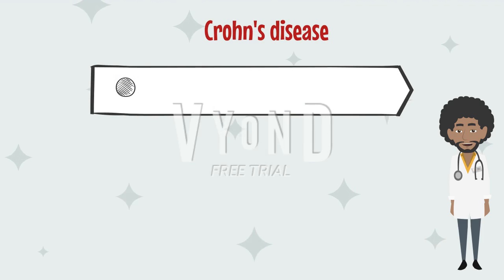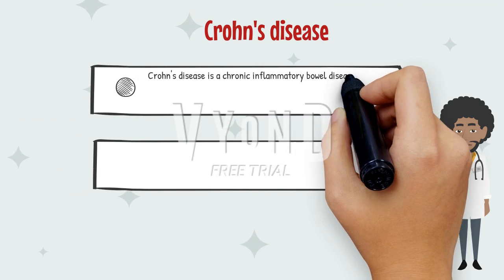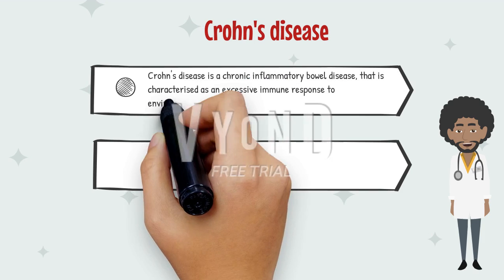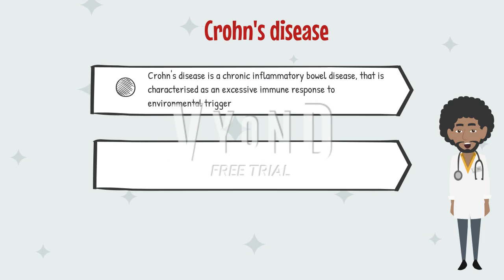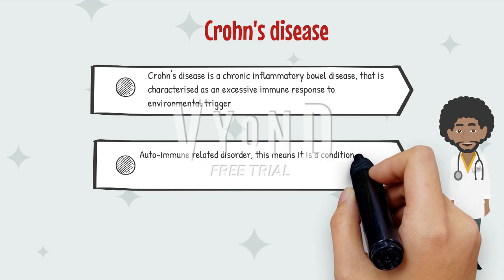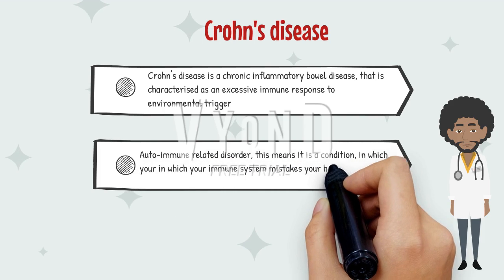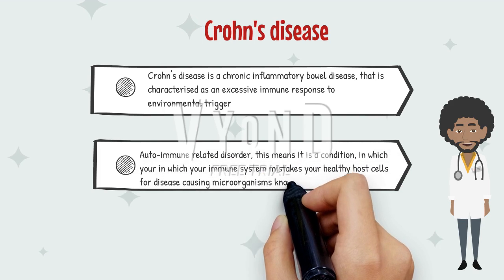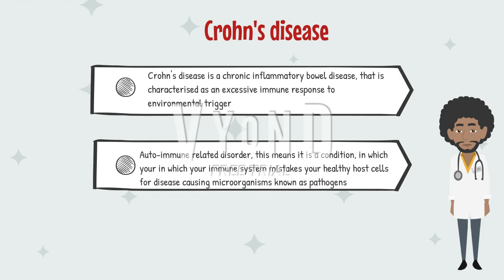Well, Crohn's disease is a chronic inflammatory bowel disease that is characterized by an excessive immune response to an environmental trigger. It is also important to note that the condition is an autoimmune related disorder. And what this means is that it's a condition in which your immune system is mistaking your healthy host cells for disease-causing microorganisms known as pathogens.